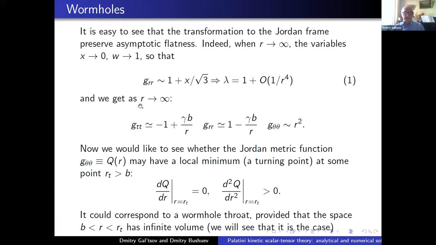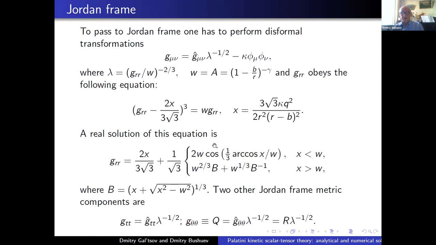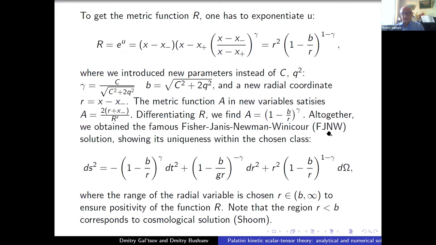First, we can find that our disformal transformation preserves asymptotic flatness. So this G and V W solution was asymptotically flat and singular at the point R equal to B for all gamma. For all gamma, the invariants are divergent, so it is a strong singularity on the would-be horizon. Sorry, it is just a misprint. There is no G here.